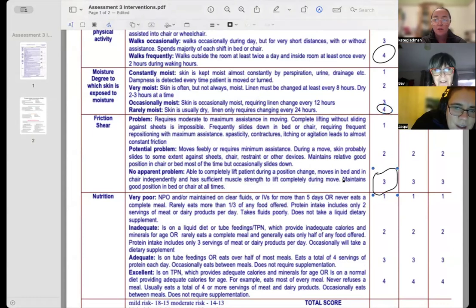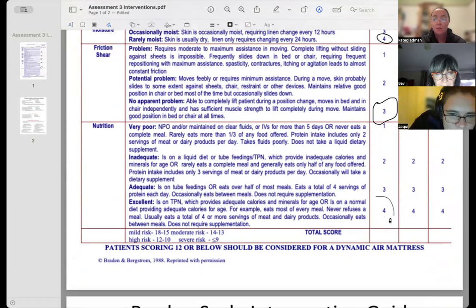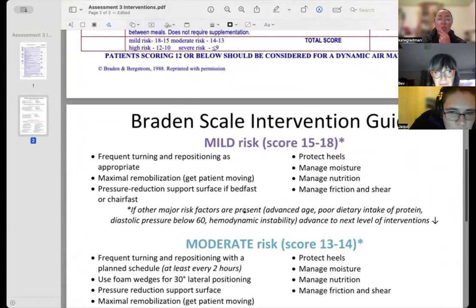I could be a nurse. Oh, you practically are, Bev. Look at you go. And Jackie, nutrition, what would you say? Nutrition, I'd say adequate. I'd say excellent. Perfect. So she is going to get a mild risk score. She's scoring the highest for all of them. So mild risks, we've gone through these. Protect heels, manage moisture, manage nutrition, manage friction and shear, pressure reduction support surface, get the patient moving, which she's walking around the ward and doing all the right things.